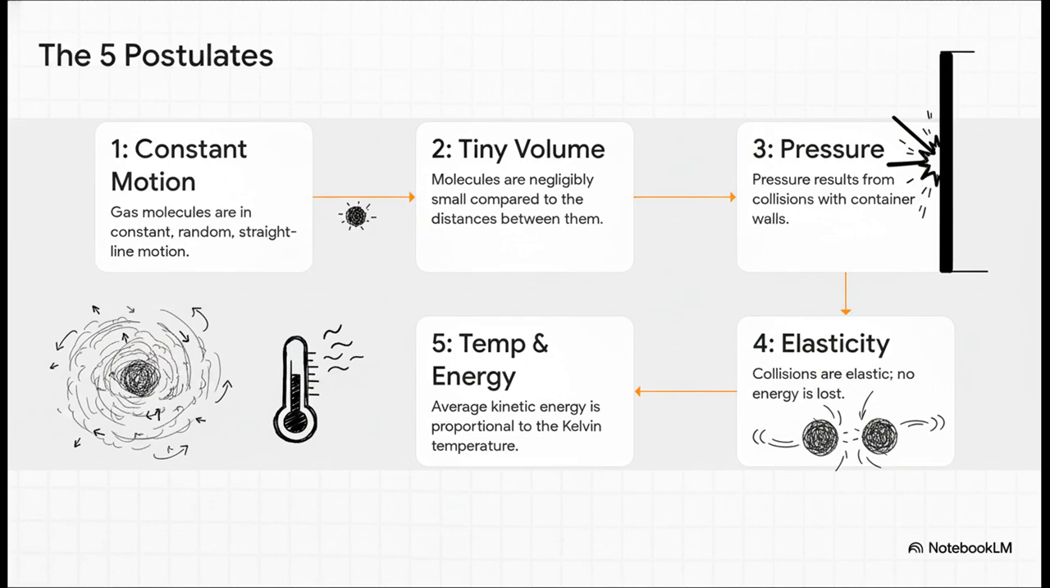First up, gas particles are always moving, all the time, in random, straight lines until they hit something. Second, the particles themselves are super, super tiny, so small that most of a gas is actually just empty space. Third, what we feel as pressure, that's just these particles constantly crashing into the walls of their container. Fourth, the collisions are perfectly elastic. Think of them like super bouncy billiard balls that never lose any energy when they hit each other or the walls. And finally, and this one is the absolute key, the temperature of a gas is nothing more than a measure of the average kinetic energy of its particles.